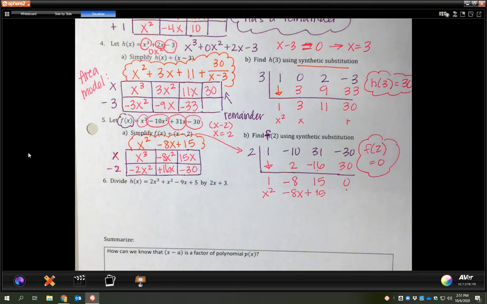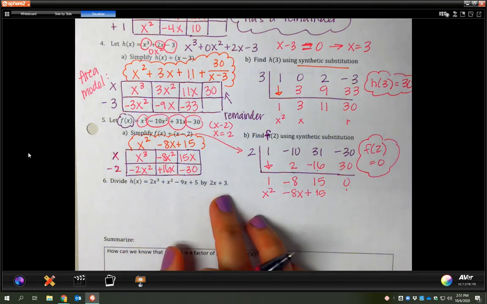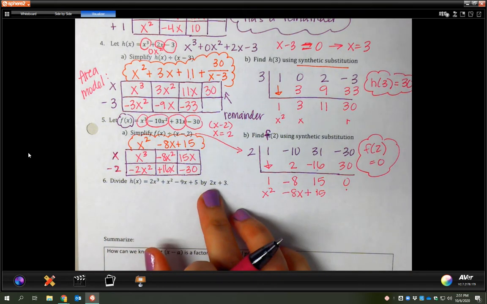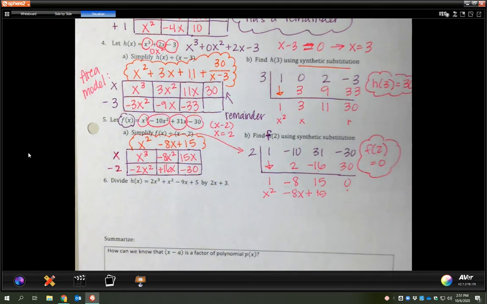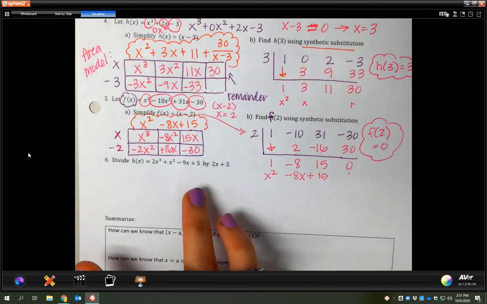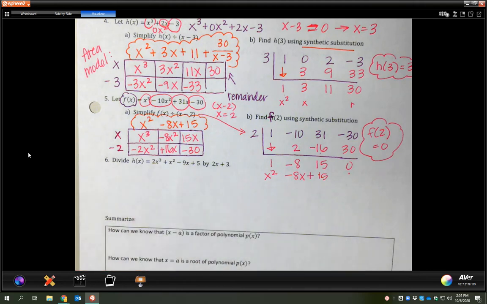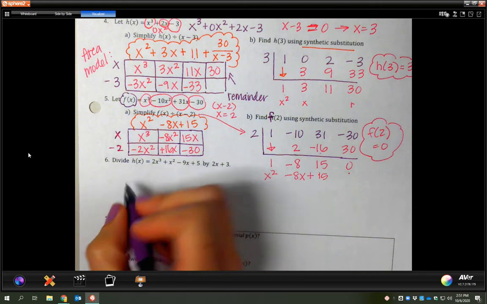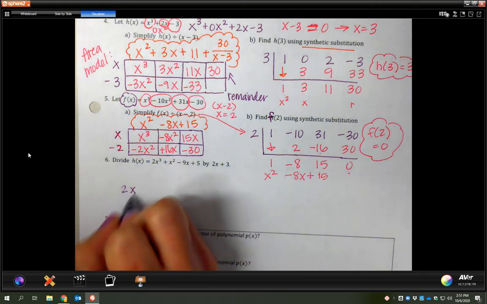Okay, we're going to do one last one. 2x plus 3. We're dividing this whole thing by 2x plus 3. I'm going to do the area model, and this is just to review the area model again. And I think in this one we get a remainder, so to review how we write the remainder, or how we get the remainder. So we're dividing by 2x plus 3.